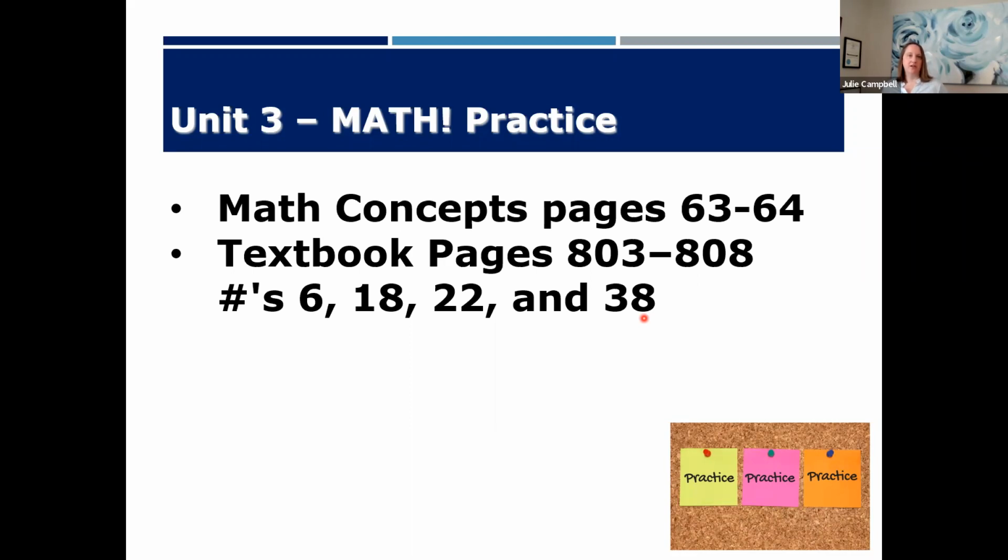Everybody have these 4 numbers jotted down? Practice, practice, practice. Y'all are going to get sick and tired of me saying it when it comes to math. But you know how you get math? Practice, practice, practice. All right, Julie, we hear you.